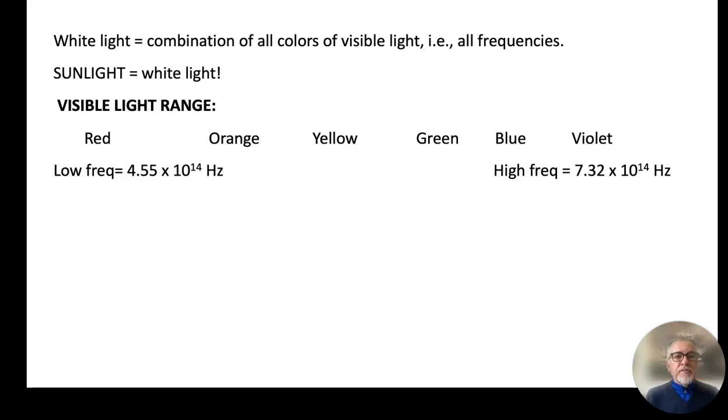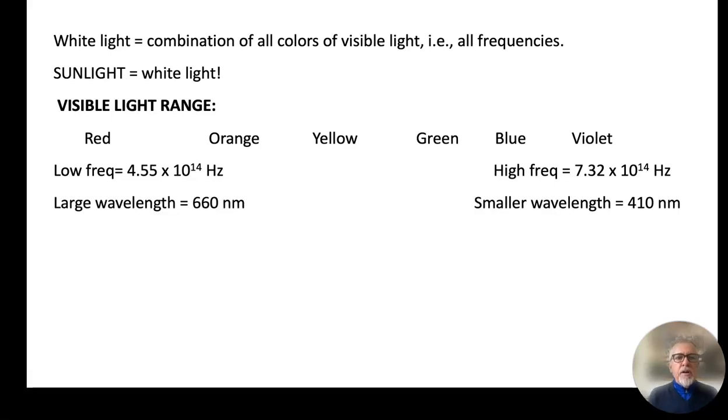So visible red light starts at a frequency of about 4.55 times 10 to the 14 hertz. That's 4.55 times 10 to the 14th waves per second. And violet light, the last visible violet light you can see, is about 7.32 times 10 to the 14 hertz. So you can see that it's all within the 10 to the 14 hertz area, so it doesn't even vary by an order of magnitude, the frequency of the lights we can see.